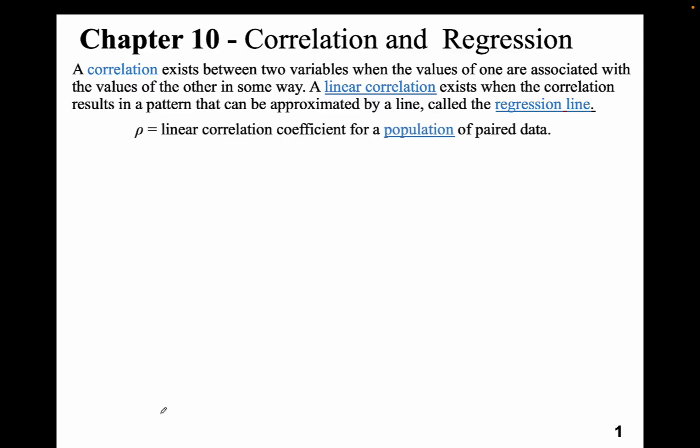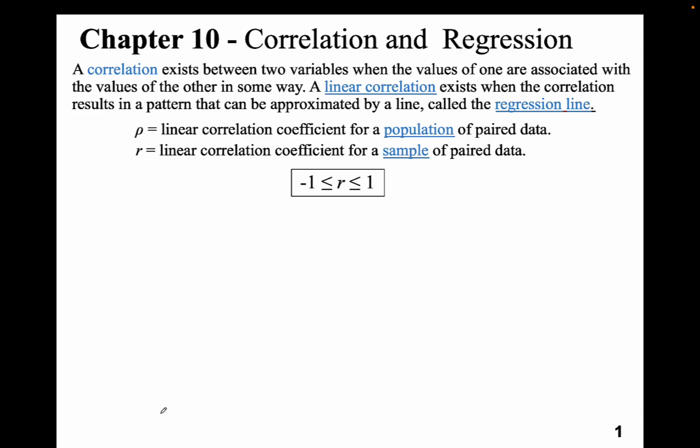This lowercase Greek letter rho, we're going to use it to represent the linear correlation coefficient for a population of paired data. And we're going to use lowercase r for the linear correlation coefficient for a sample of paired data. R is always going to be between -1 and +1 inclusive. And the closer R is to -1 or +1, the stronger the correlation between the two variables will be.